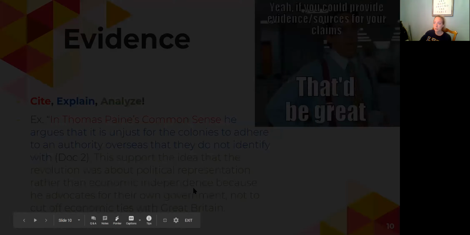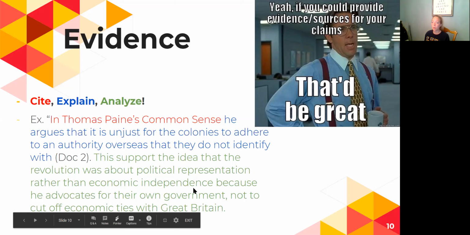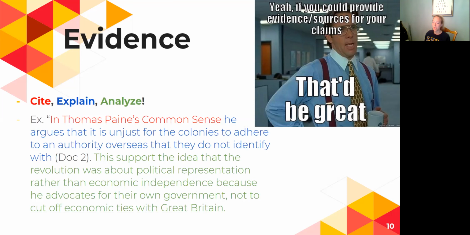So let's look at some examples. So I color-coded it here. The cite is in red, the explain is in blue, analyze is in green. So in Thomas Paine's Common Sense, right, he argues that it is unjust for the colonies to adhere to an authority overseas that they do not identify with. So a specific main idea, all in one sentence, cite and explain.